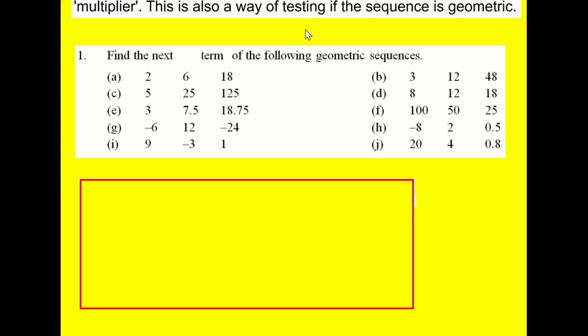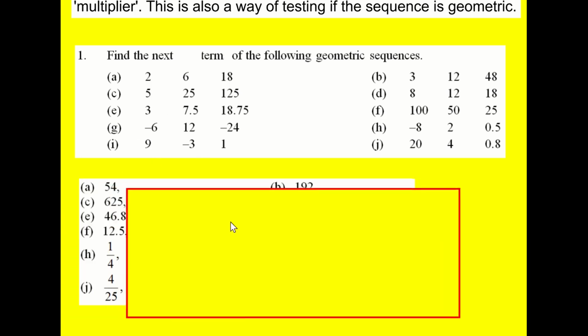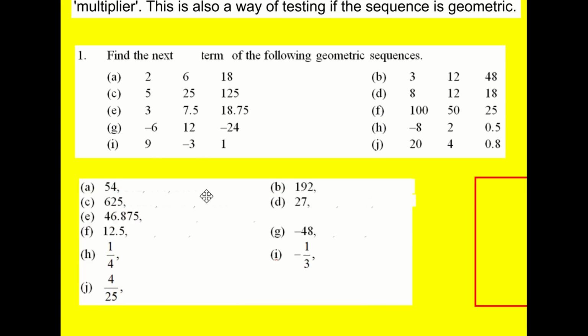Some of them increasing, some of them decreasing, some of them switching between negatives. Here are the answers. So we're timesing by 3, timesing by 4, by 5, by 1.5 for D, I think. 3, I think it's by 2.5. Then we're dividing by 2 or timesing by a half.